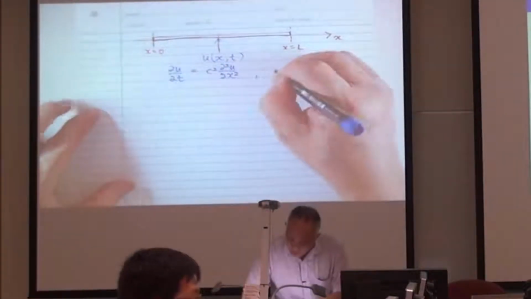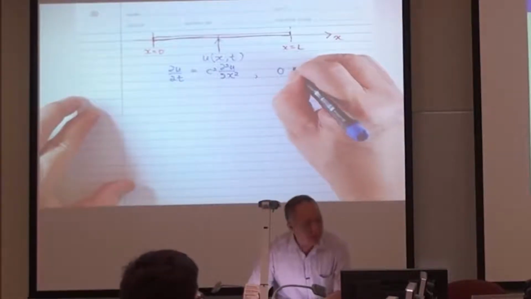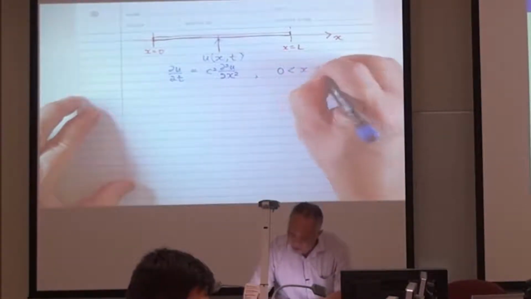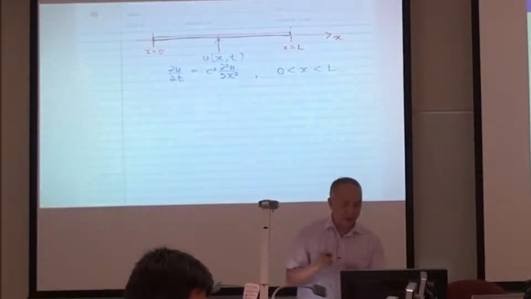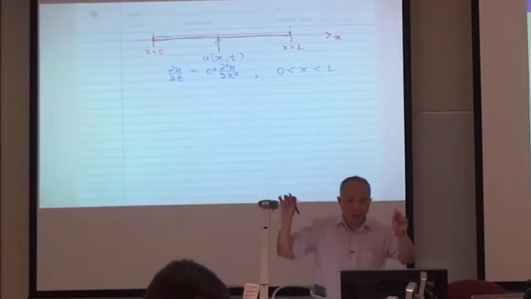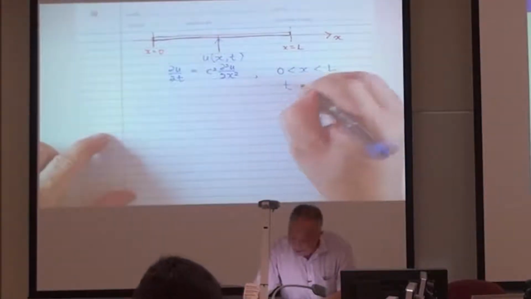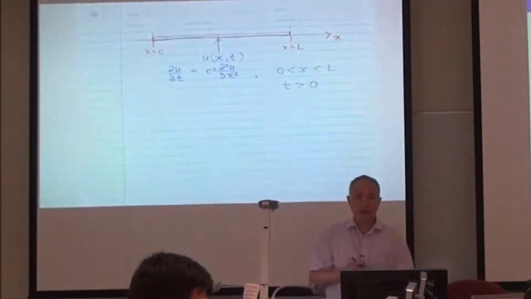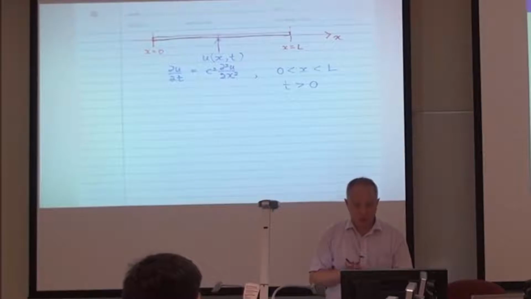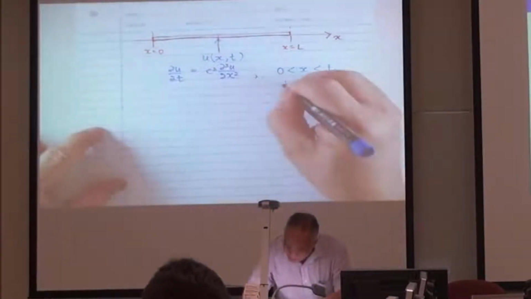And of course we know that your x is defined, let's say, between 0 and L. You ask me about the endpoints, hold that thought first, and t is bigger than 0. You ask me what happens at t equals 0. Hold on first.